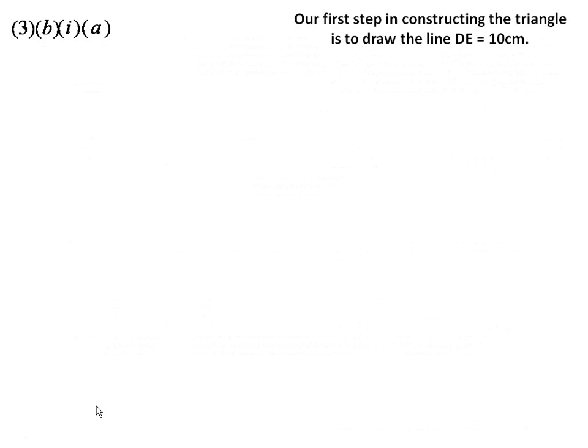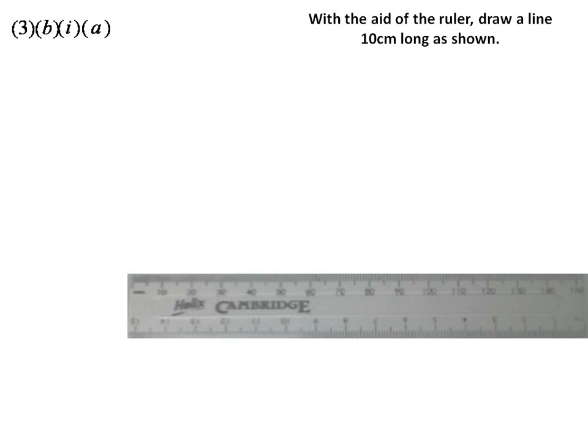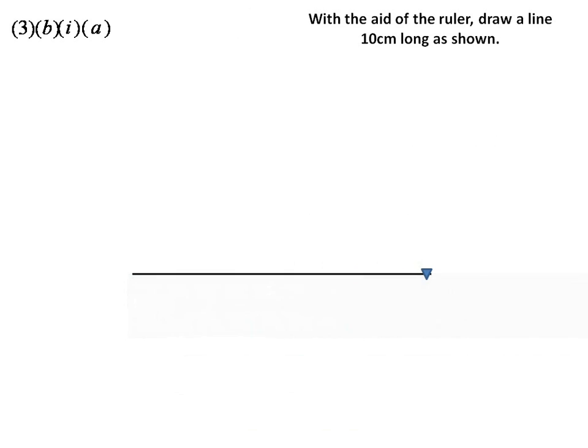Our first step in constructing the triangle is to draw the line DE, which is equal to 10 centimeters. Of course, we are constructing a triangle, and we are doing that to particular specifications. So the first step is draw DE 10 centimeters. With the aid of the ruler, draw a line 10 centimeters long as shown. So there is our ruler, and we will start there and end down the road 10 centimeters, or of course 100 millimeters. Let us label those points at the end of a line DE.